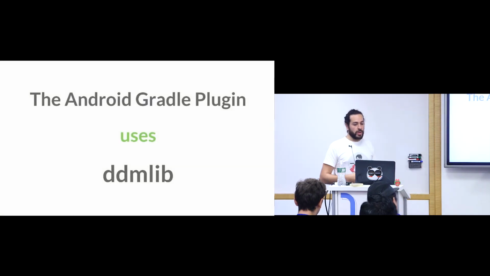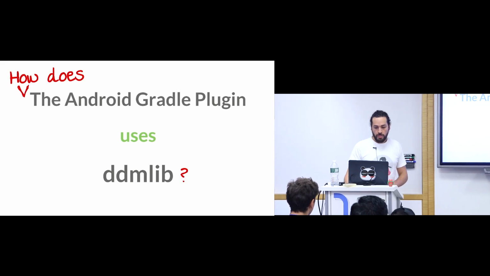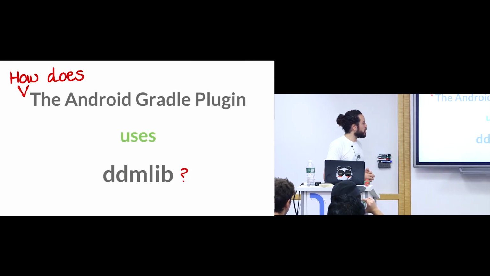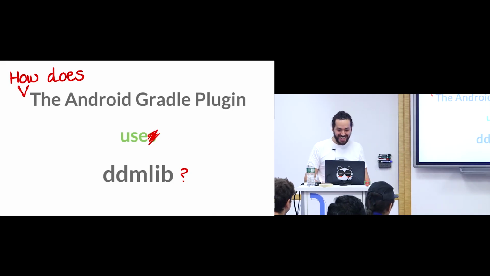So the Android Gradle plugin uses DDMlib, exactly like Android Studio does. And how does the Android Gradle plugin use DDMlib? Actually, there is a mistake. Oh, let me fix it. That's a silly joke, I'm sorry.